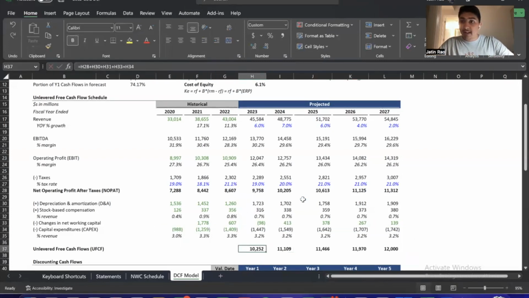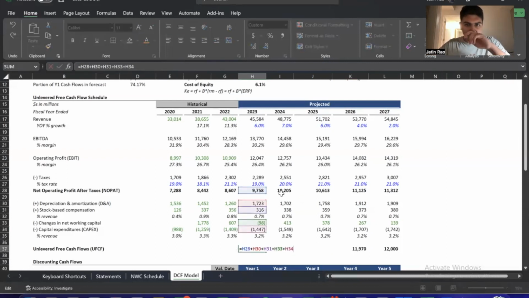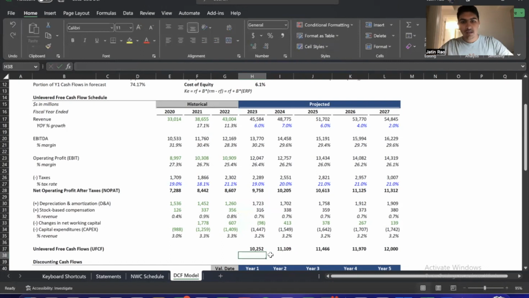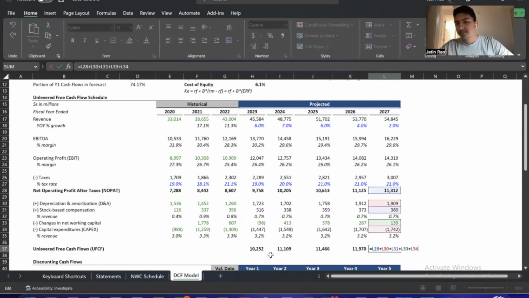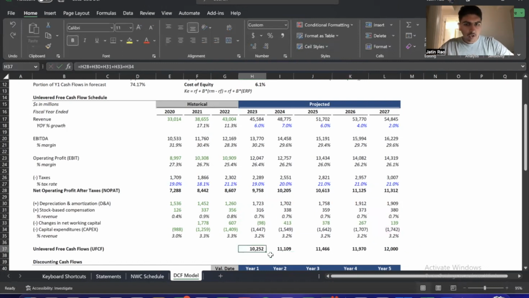So now our final calculation for unlevered free cash flow is going to be NOPAT plus depreciation plus stock-based compensation plus any changes in net working capital plus the change in cash due to capital expenditures. So this shows as NOPAT plus D&A plus stock-based compensation plus change in NWC plus CapEx. And that is the same for all of these years. Great. So now we have unlevered free cash flows.